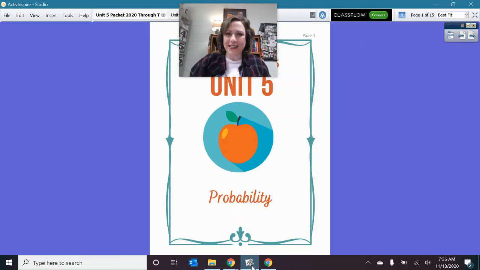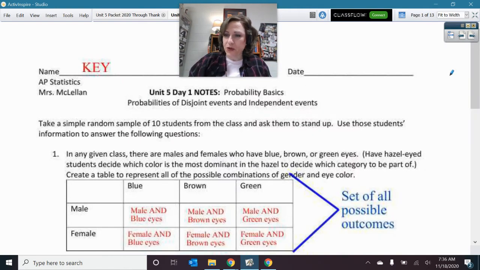Hi guys, we're going to go ahead and start Unit 5 on probability. We'll start with some basic introductory probability and go through those. Let's just start and do it. Here we go.